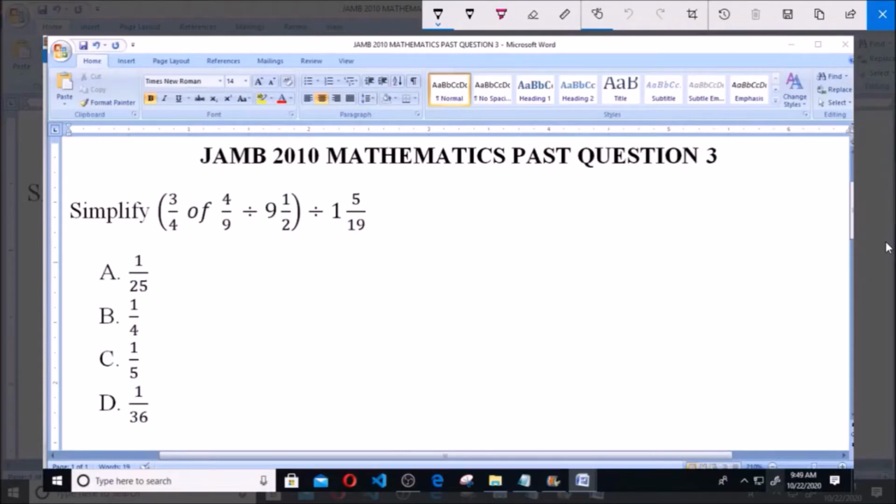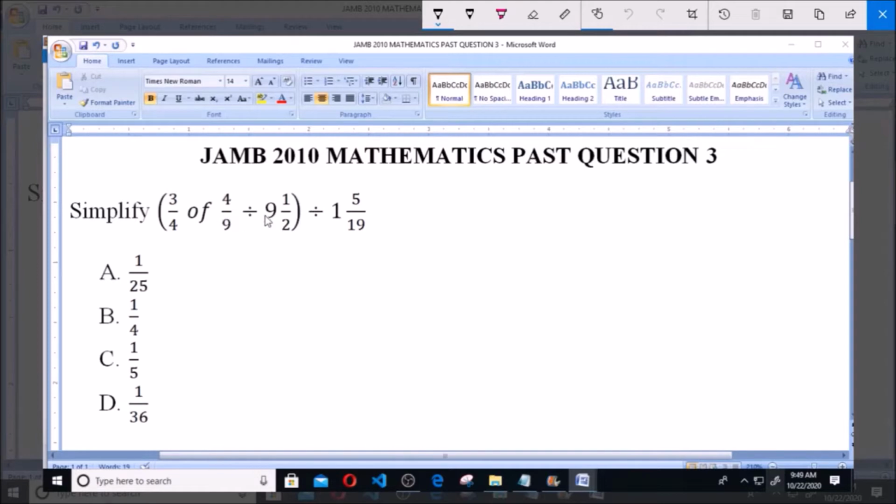I will be answering JAMB 2010 Mathematics Past Question 3. Simplify, in brackets, 3 over 4 of 4 over 9 divided by 9 whole number 1 over 2, close bracket, then divided by 1 whole number 5 over 19. Options given are A 1 over 25, B 1 over 4, C 1 over 5, D 1 over 36. So we will simplify what is given.